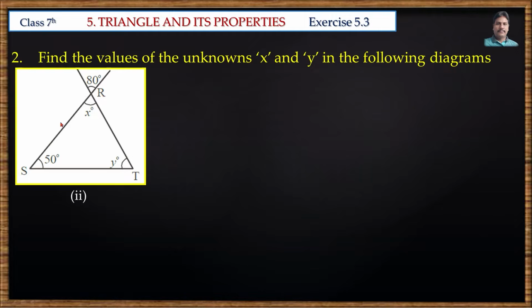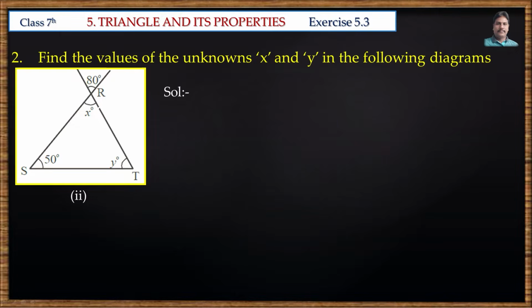Here triangle RST is given. At the vertex R, the internal angle is x degrees and its opposite angle is 80 degrees. The outside opposite angle is 80 degrees. And at vertex S, 50 degrees is given, and at vertex T, y degrees is given. Let us solve this problem.